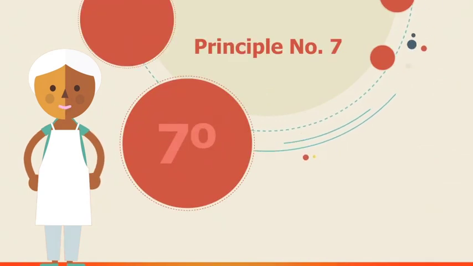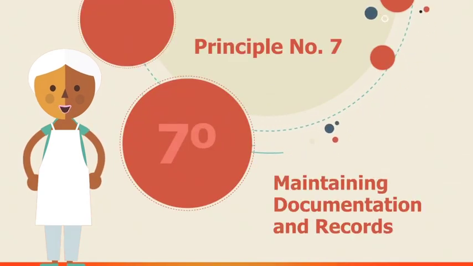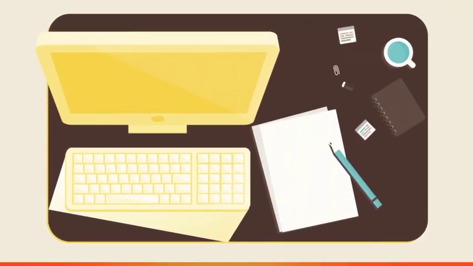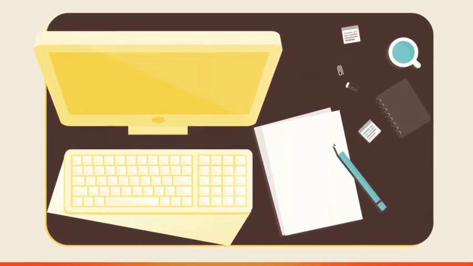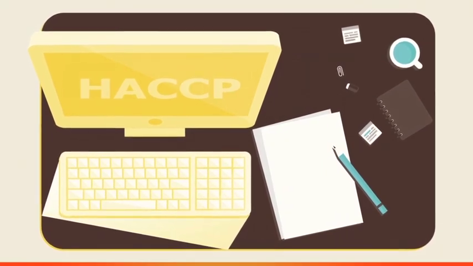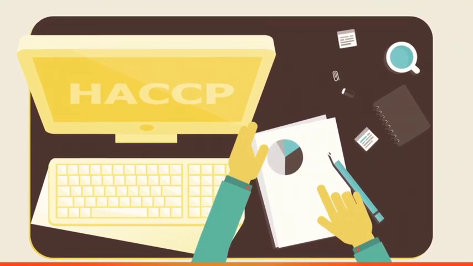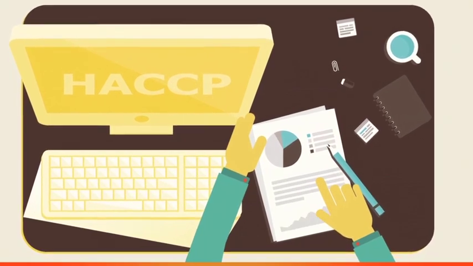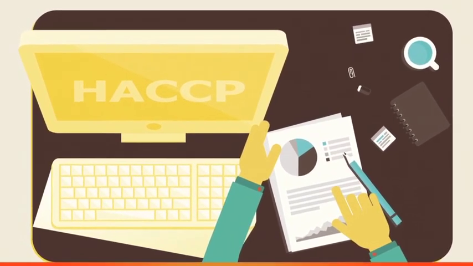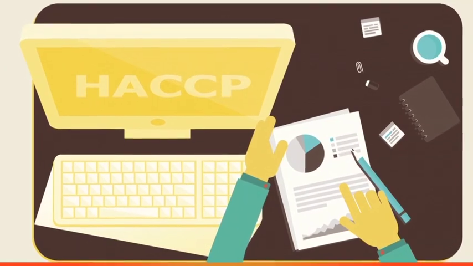The seventh and final principle is maintaining documentation and records. The seventh principle states that everything must be written and documented throughout the action plan of HACCP. This will clarify the restaurant rules to everyone. With proper documentation, you can prove that restaurant processes are monitored.